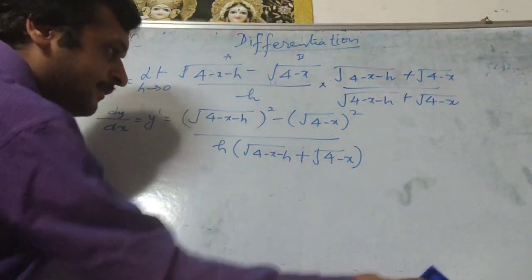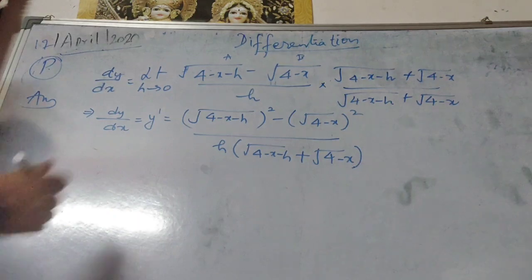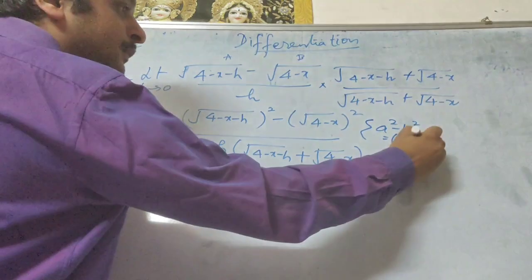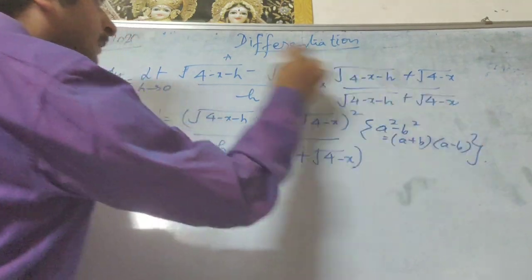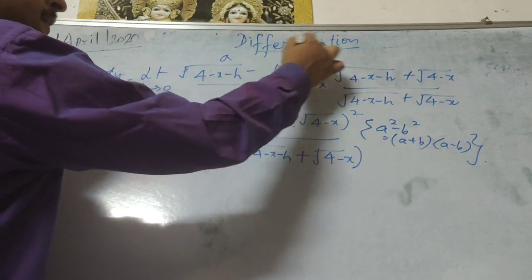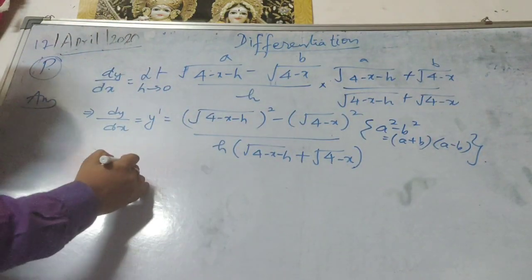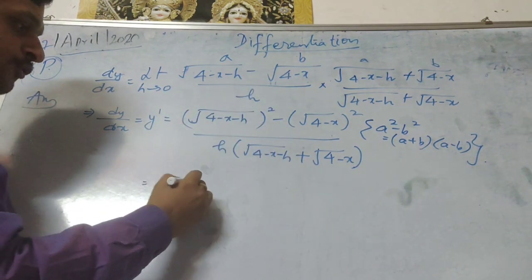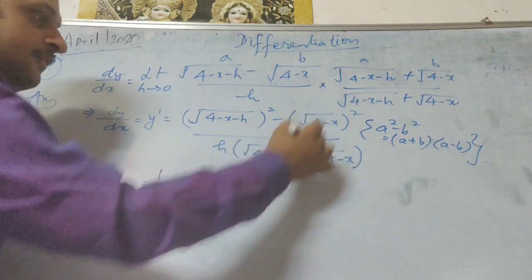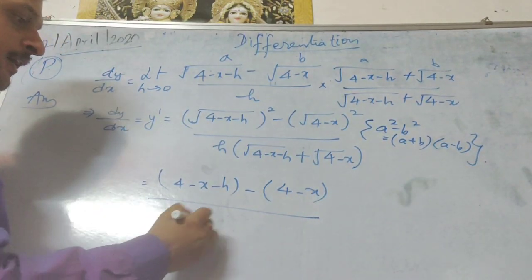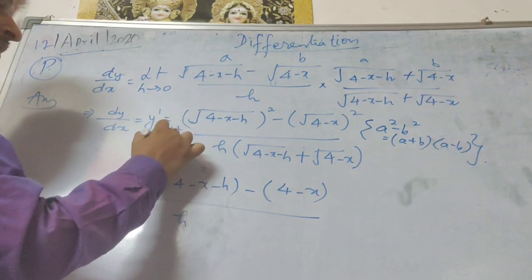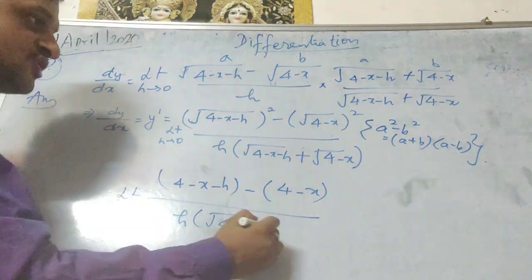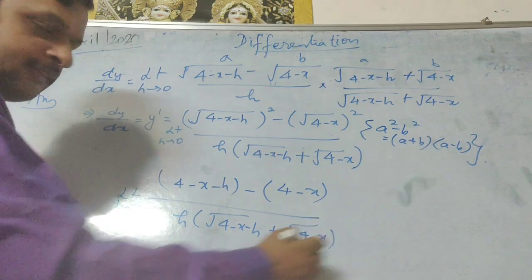That will give, upon simplification, here I use the a square minus b square formula, a plus b into a minus b. Consider this as a and this as b. Then what do I get? The root and the square will get cancelled, so it will be 4 minus x minus h minus 4 minus x by h, again limit h tends to 0, this is very important, h into root of 4 minus x minus h plus root of 4 minus x.